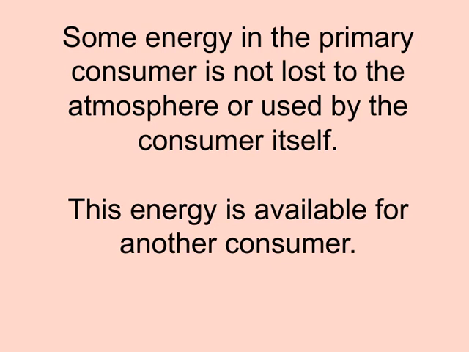Some energy in the primary consumer is not lost to the atmosphere or used by the consumer itself. This is a key point because it highlights that not all energy is simply dissipated or wasted at this stage. Instead, some of this energy remains available and can be passed on to the next level in the food chain. This means that energy transfer between consumers is not just about transfer, but also about the conservation of energy that can be utilized further up the chain.